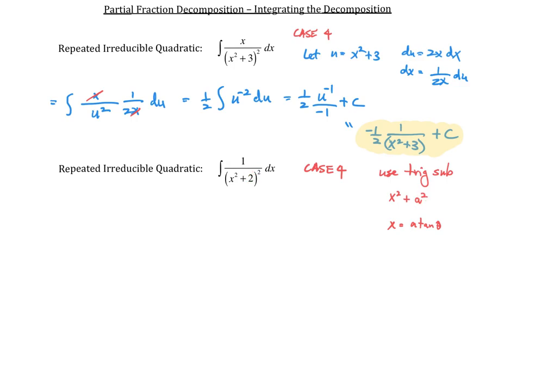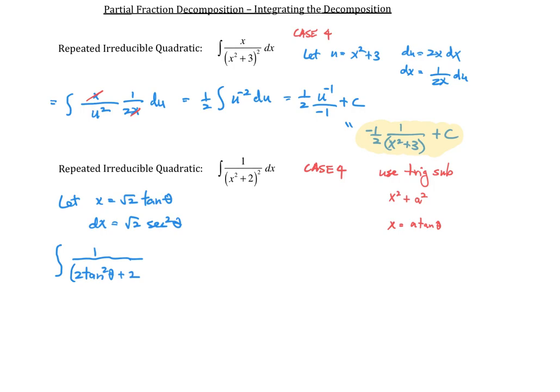Okay, so let's do that. We'll let x be equal to rad 2 times tangent of theta. And then we always need to calculate our dx, so our dx is going to be equal to rad 2 times secant squared theta. All right, so let's make our substitution. When we make our substitution, we're going to get the integral of 1 over 2 tangent squared theta plus 2.